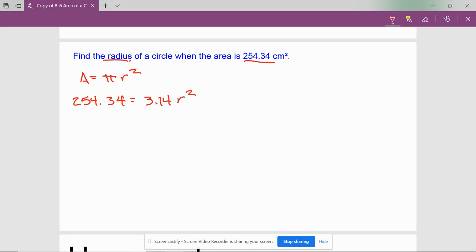So hopefully that makes sense that we got to that point. Remember, this is a one-step equation, so we're going to divide by 3.14 for them to cancel out. But whatever we do to one side, we do to the other. So we're going to divide that by 3.14, which is going to give us 81. So the square root of 81 is 9. So our radius is going to equal 9. And we're in centimeters, so our radius equals 9 centimeters.